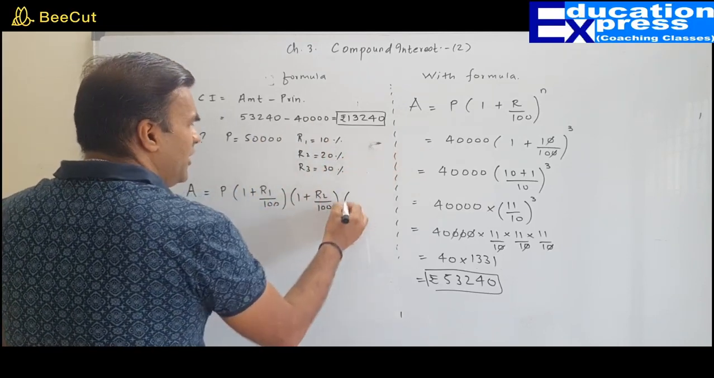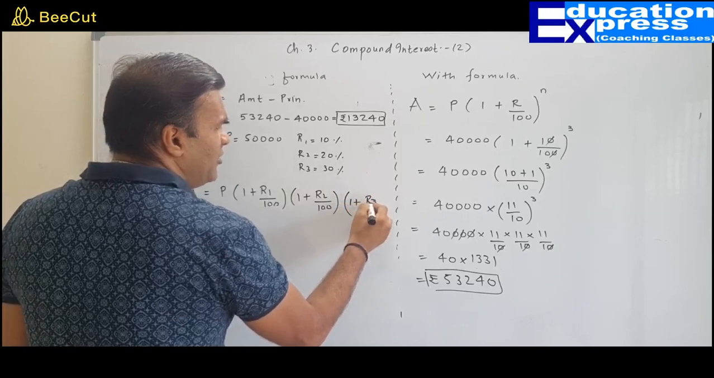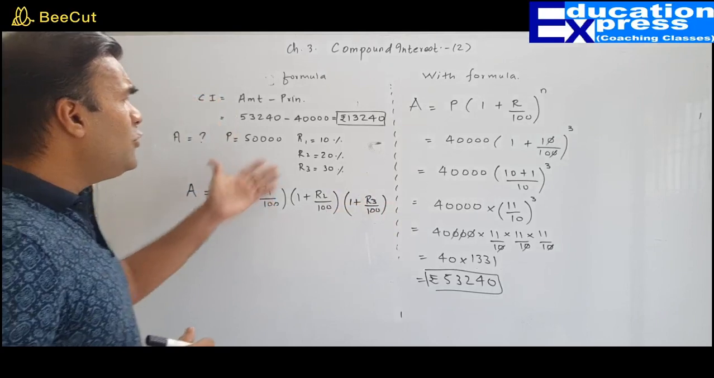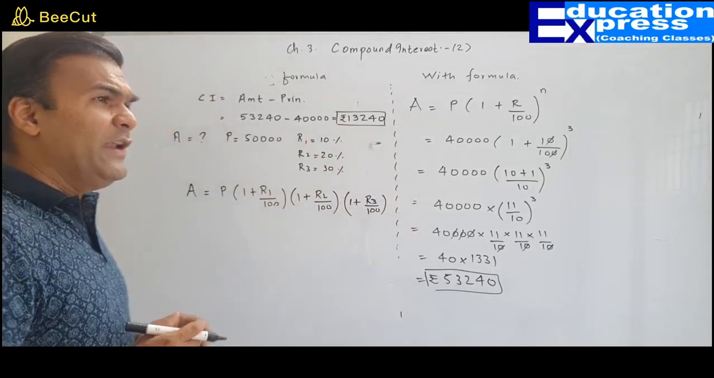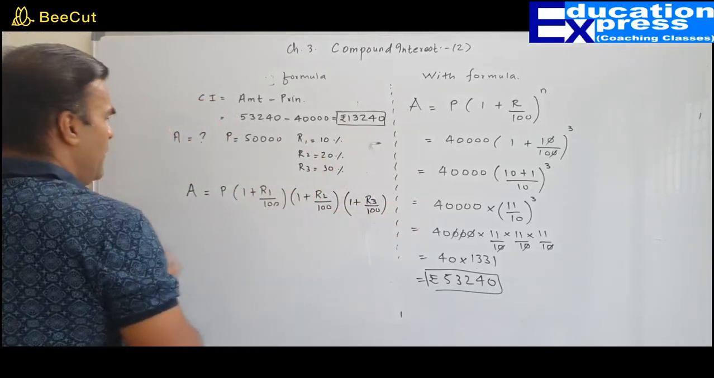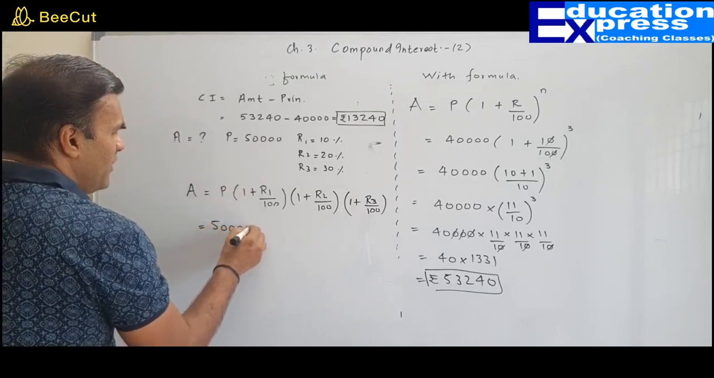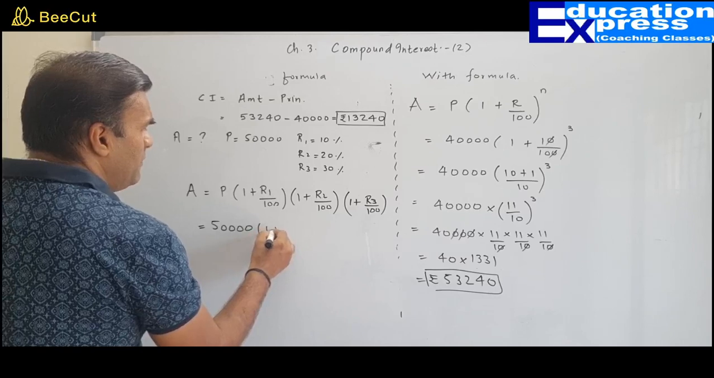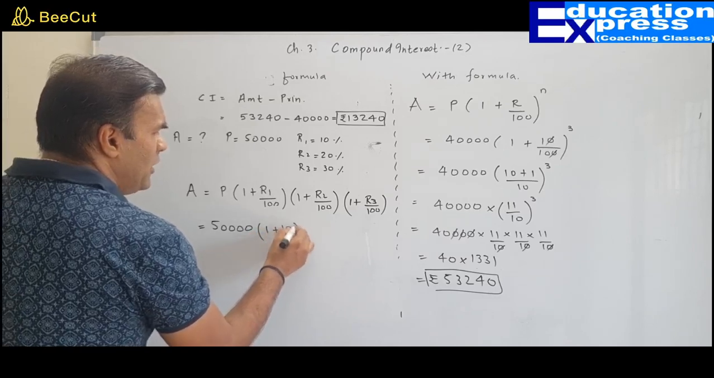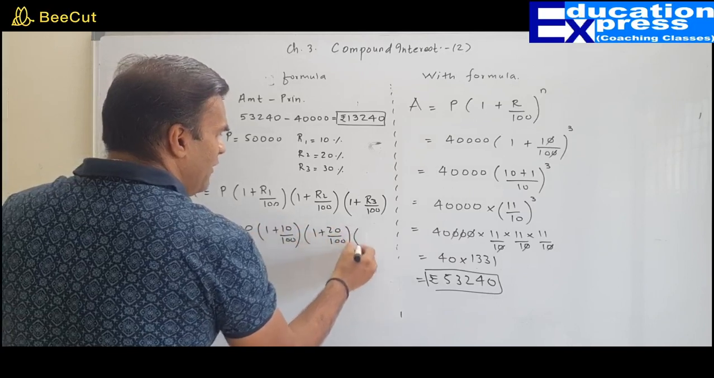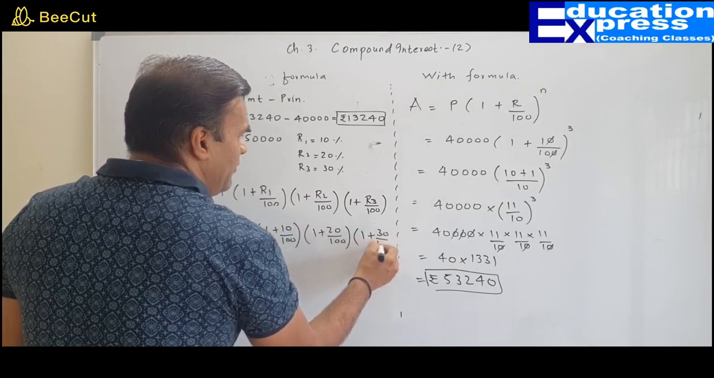What about the third year? 1 plus R3 upon 100. So there is no need for you to do the things 3 times as we did in the previous chapter. Here you can simply substitute the values. 50,000 into 1 plus 10 upon 100, into 1 plus 20 upon 100, into 1 plus 30 upon 100.